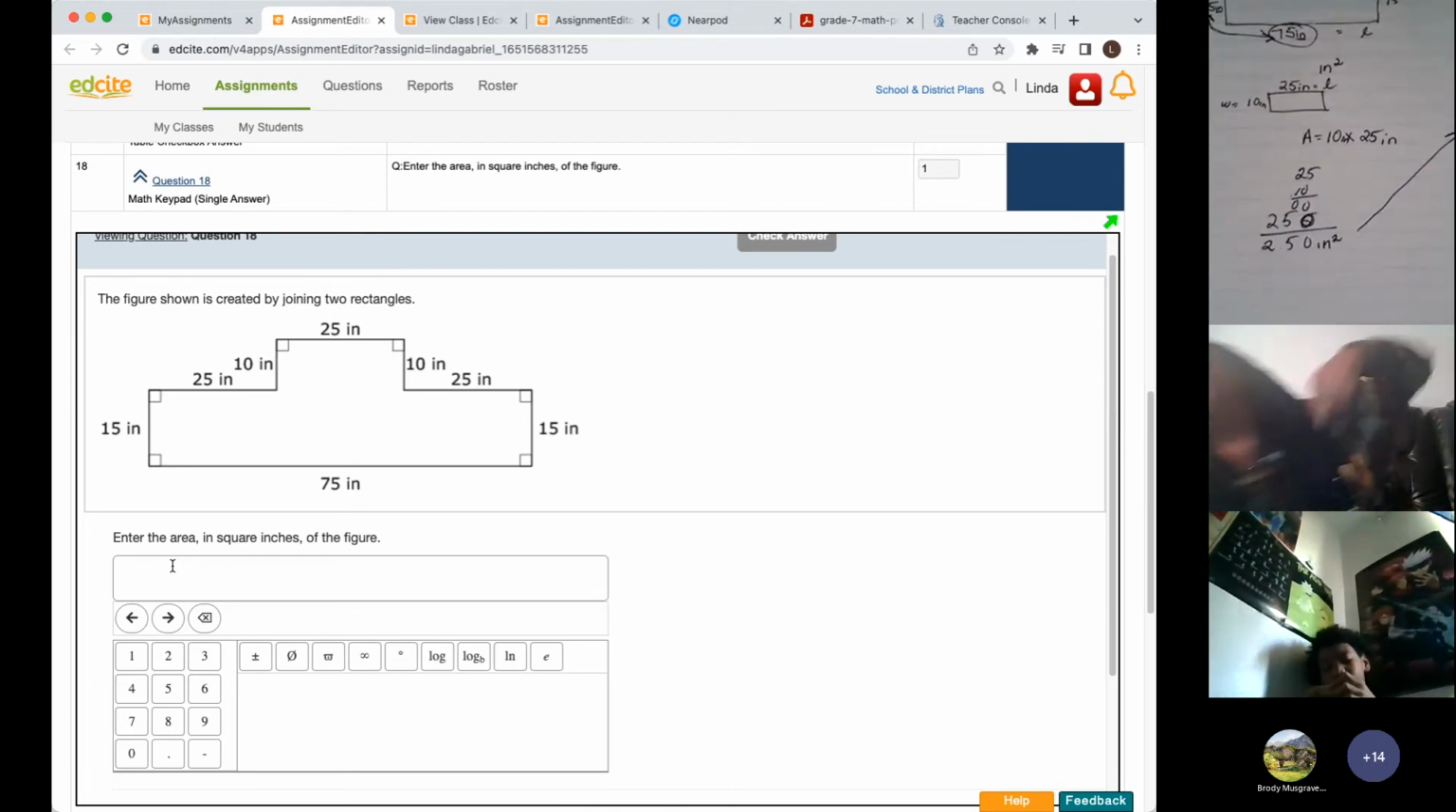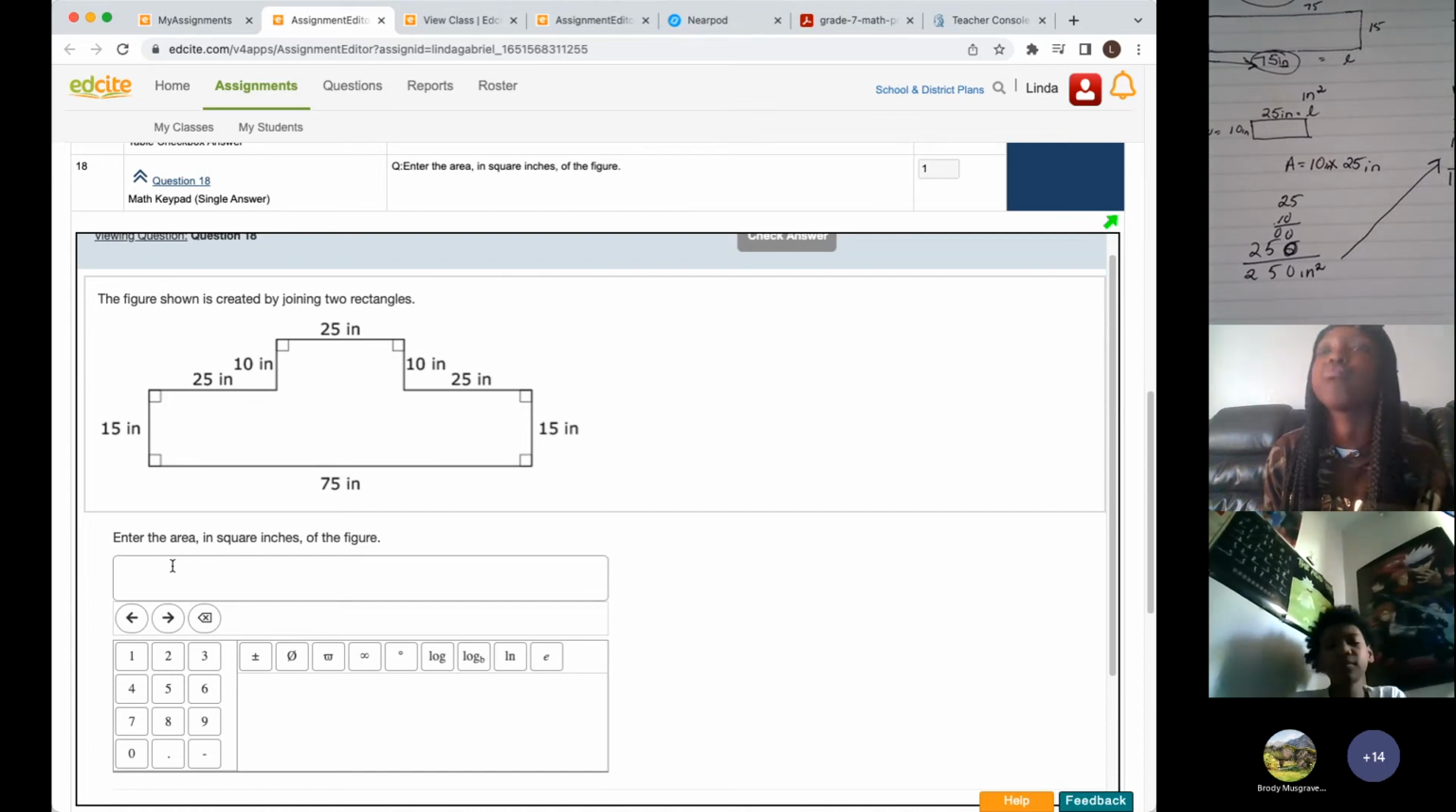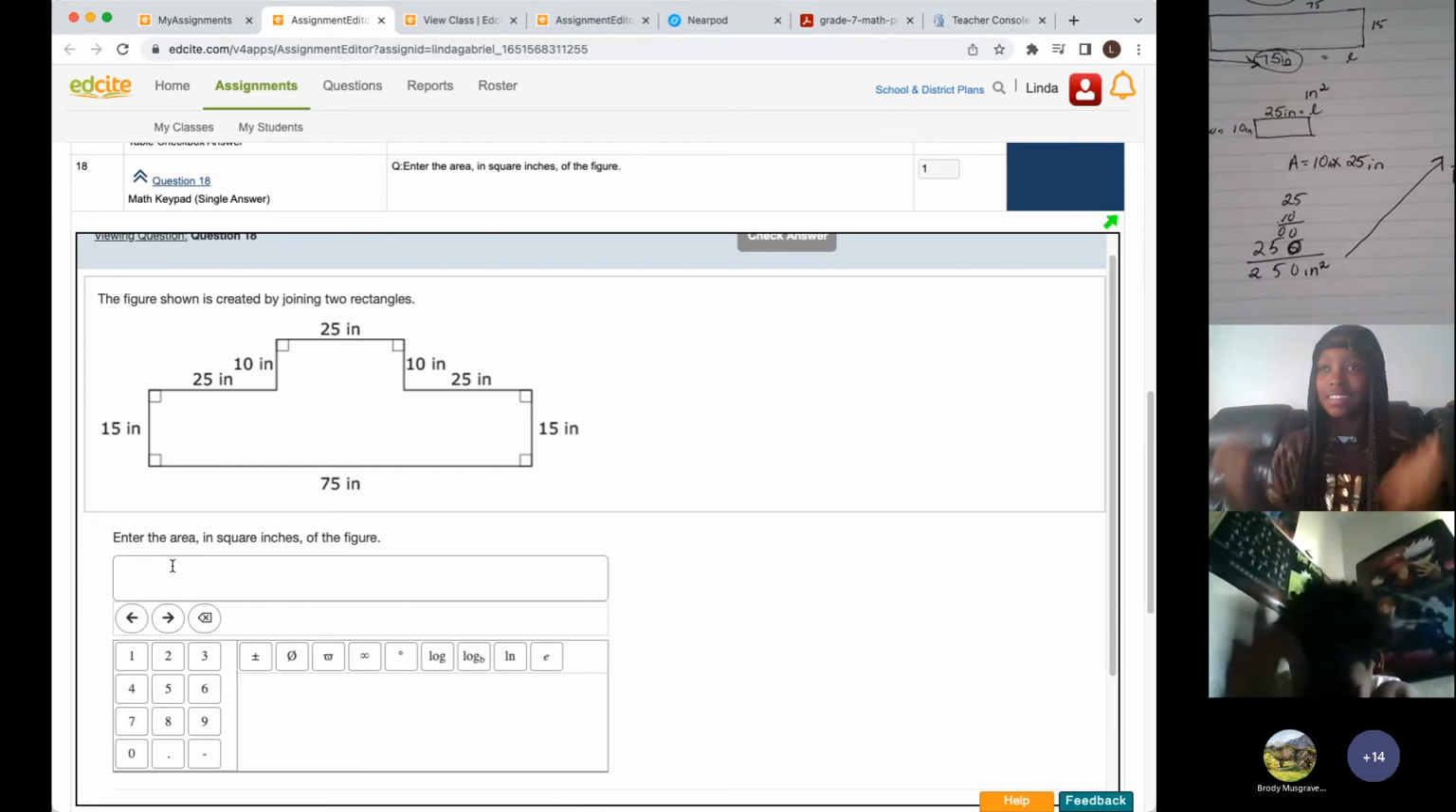Oops, sorry. I did all that math, but you couldn't see it. There you go. So our answer for number 18 is going to be 1,375 inches squared. And it says enter the area in square inches, so you don't need to type in inches squared. Okay, just 1,375. Do we have to put a point?